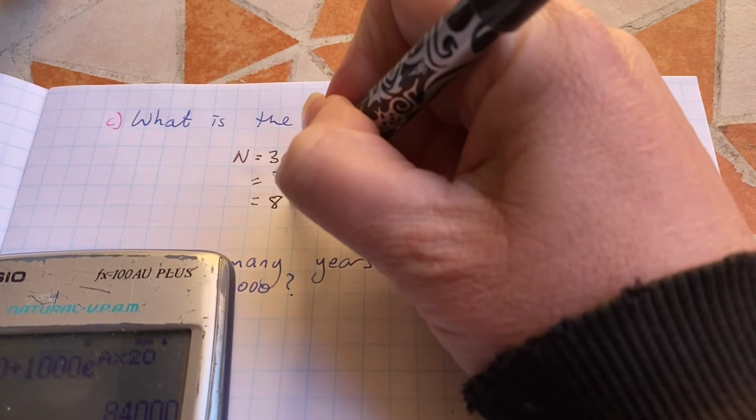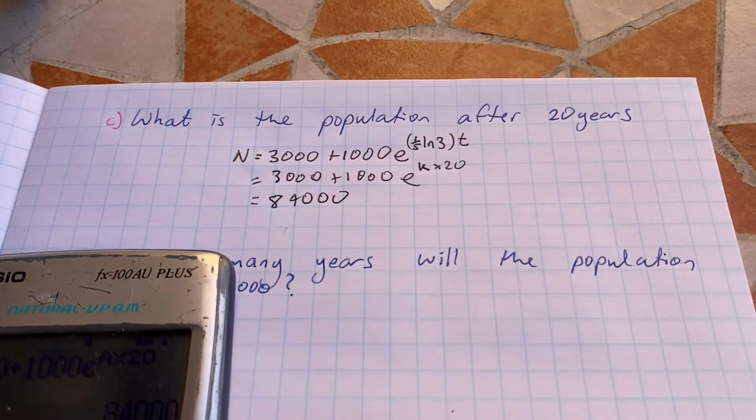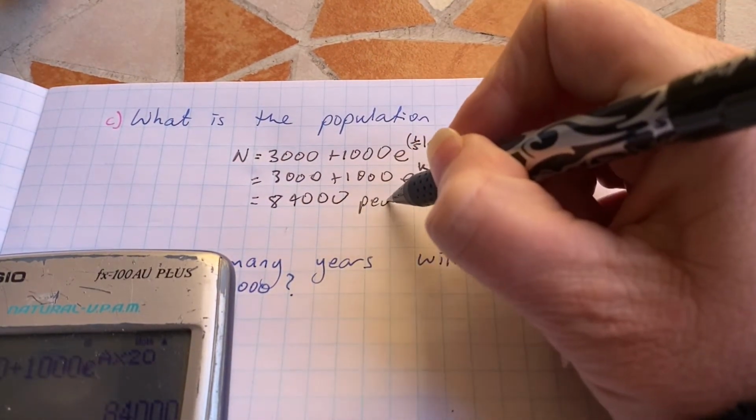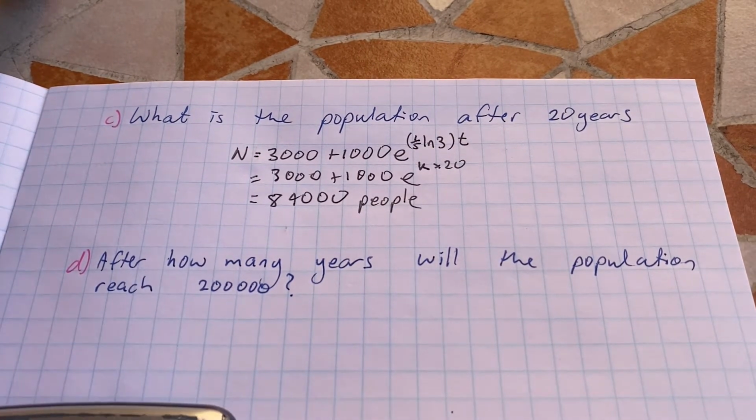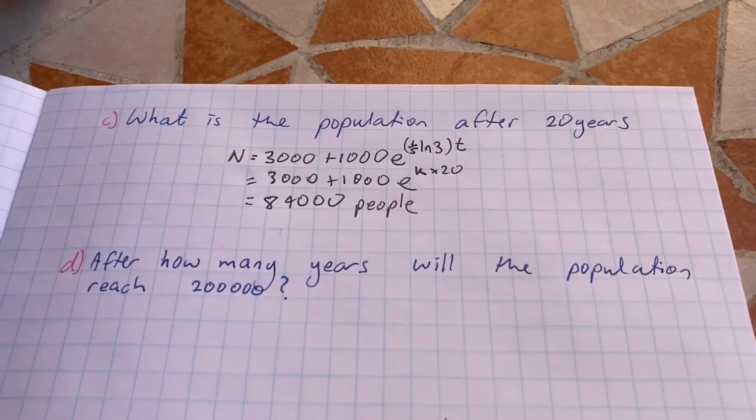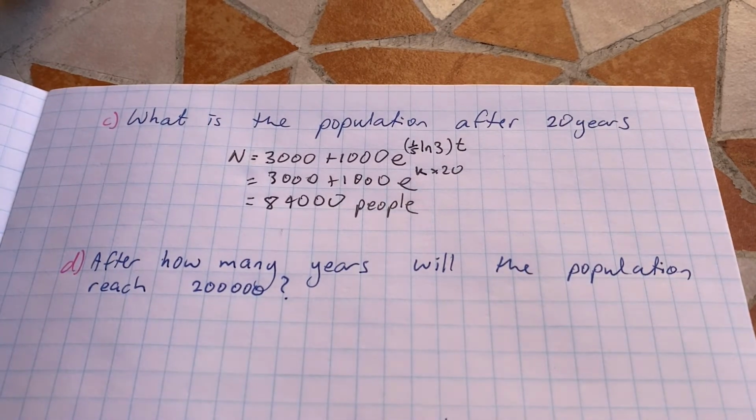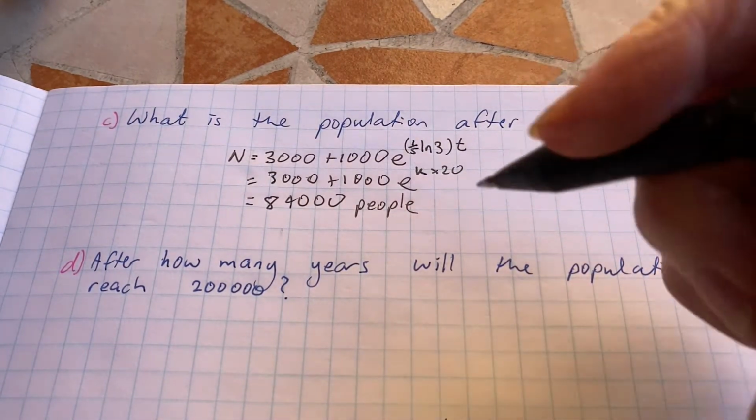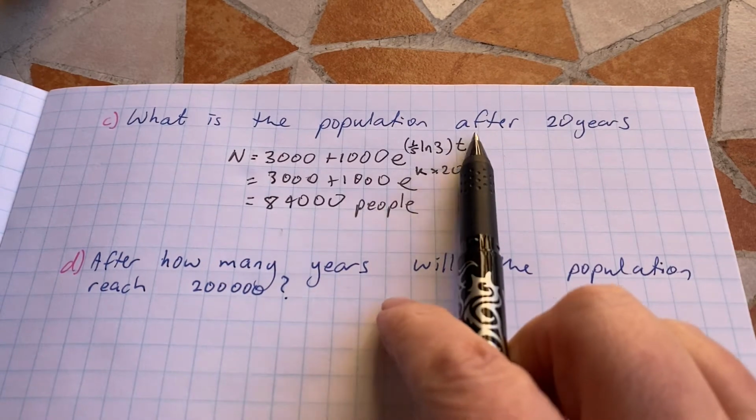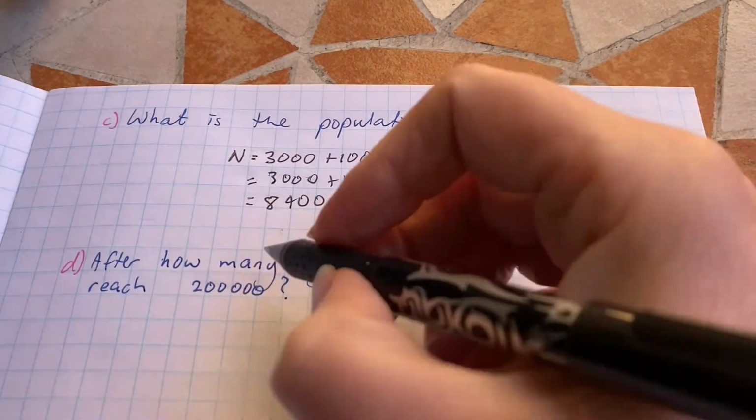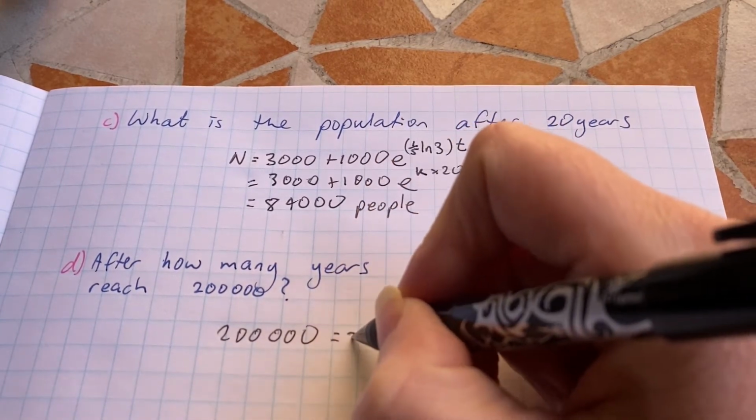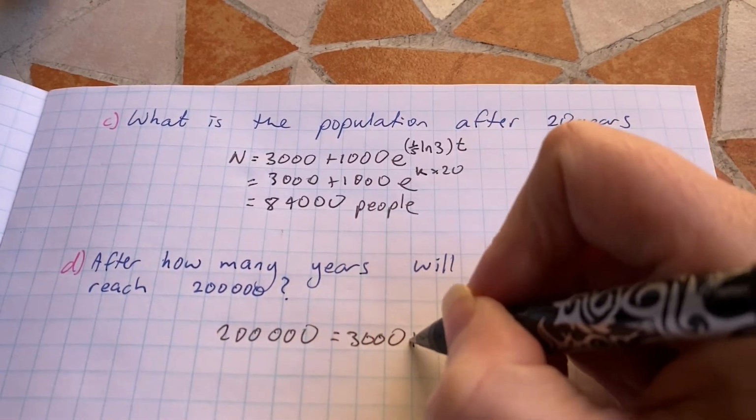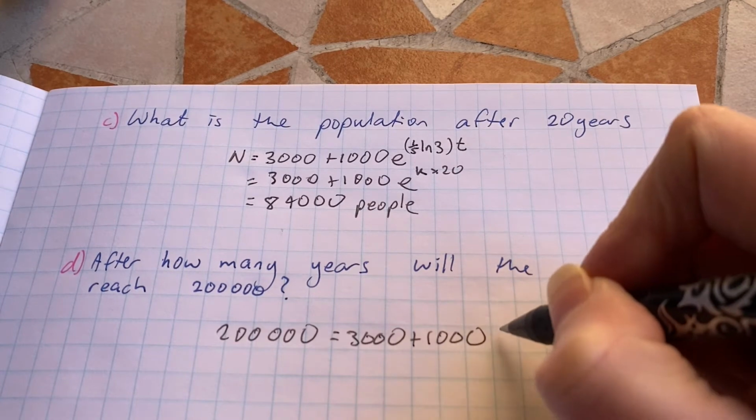So 8400 is the population. I'm going to put people because it mentioned they were people, and it's always nice to have units. In part D, after how many years will the population reach 200,000? So what we want to know is what's the t when n equals 200,000. So 200,000 equals 3,000 plus 1,000 e.